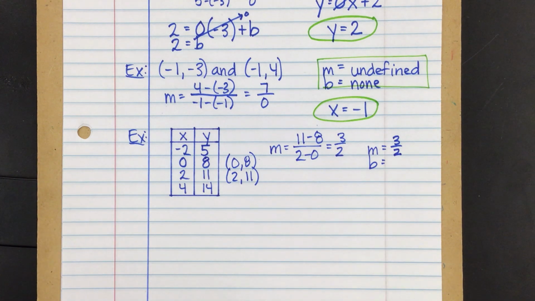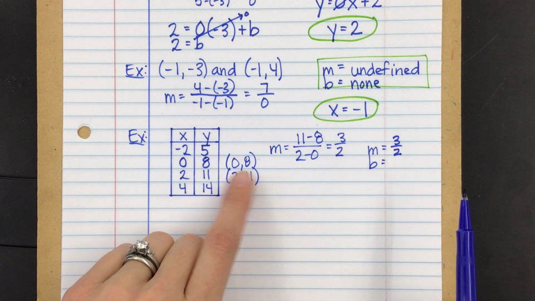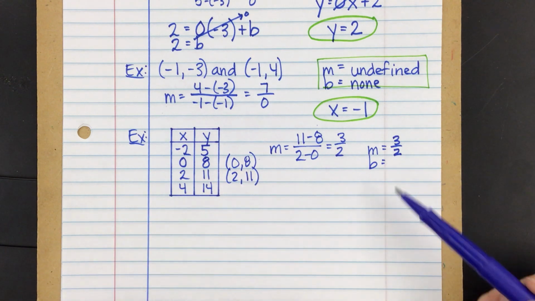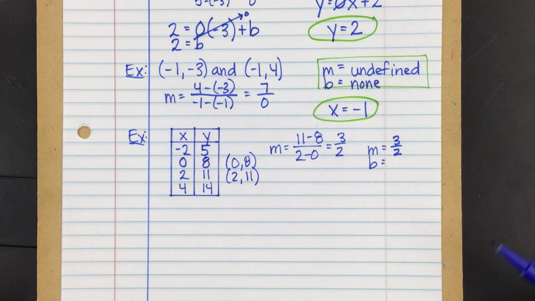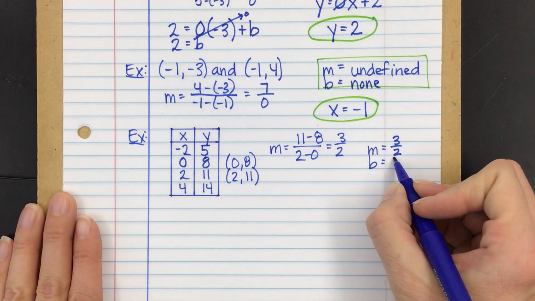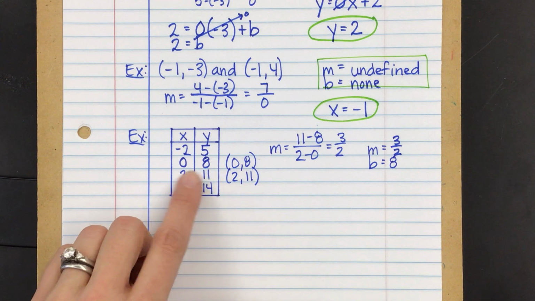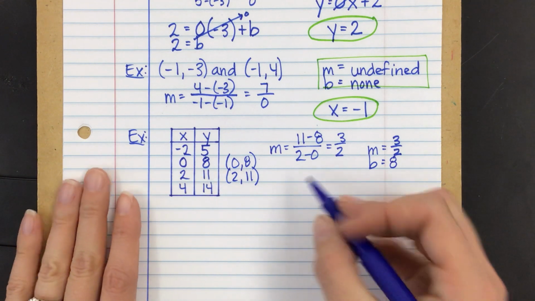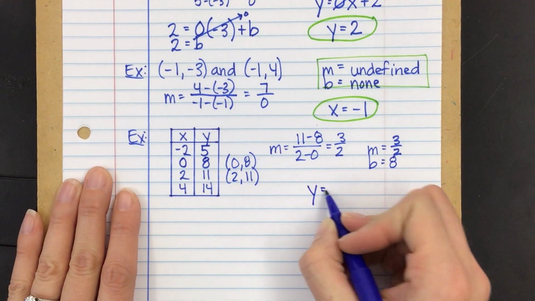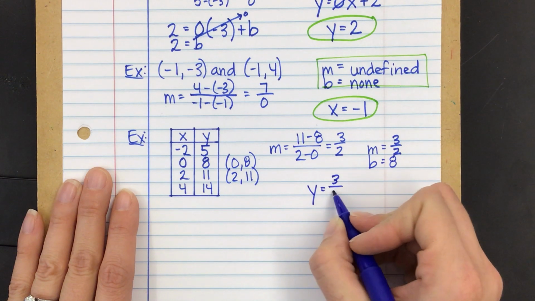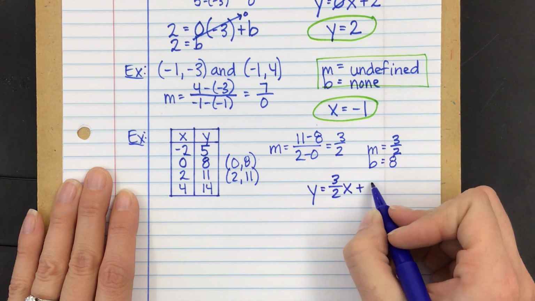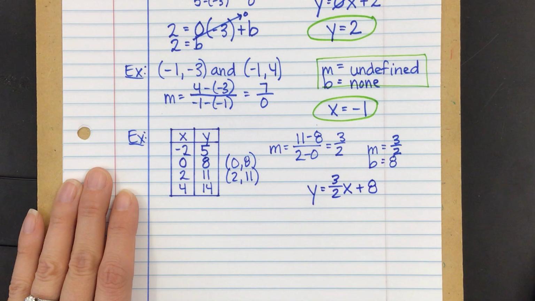Now, you can plug in one of these points and the slope to find the y-intercept, but this table gives it to you. Can anyone look at that table and tell me what the y-intercept is? Chris? 8. Good. 8. It's right here, because the y-intercept is where x is equal to 0. And now we can write our equation. Y is equal to 3 halves x plus 8.